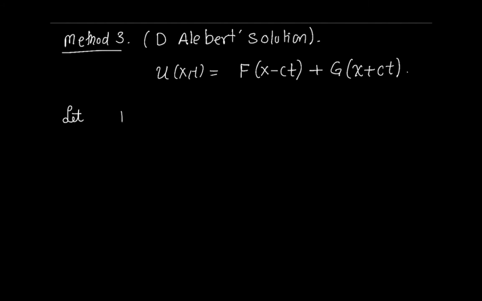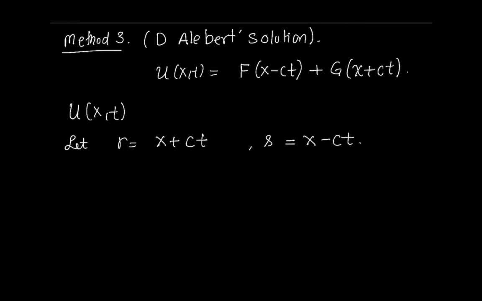We're going to change the variable. I'm looking for a solution u(x,t), so my solution is u of x and t. This is my function. I'm going to change the variable. Let r be equal to x plus ct, and let my s variable be equal to x minus ct.